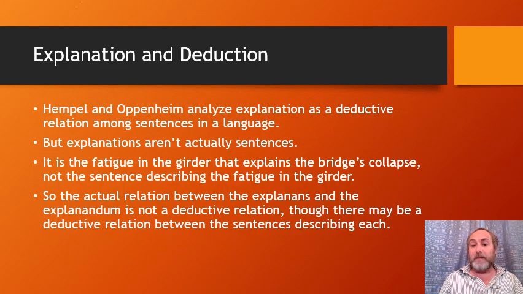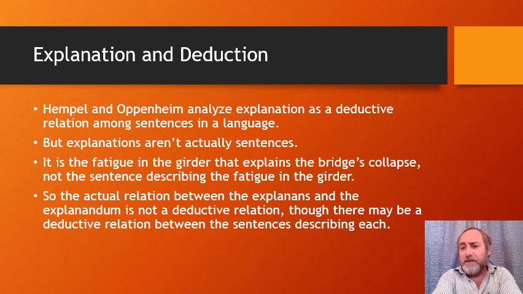Okay, now he's going after explanation as a kind of deduction. Hempel and Oppenheim's account of explanation is that explanation is a deductive relationship between sentences, the sentences in the explanans and the sentence that is the explanandum. But in reality, explanations aren't sentences. They're factors and events in the world, laws of nature, things like that.